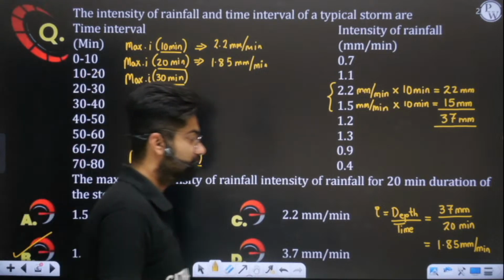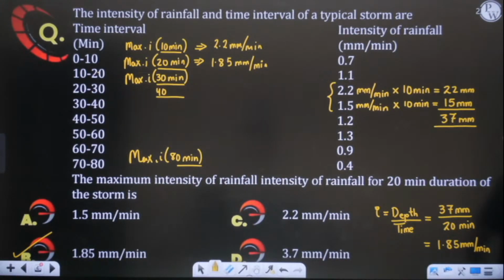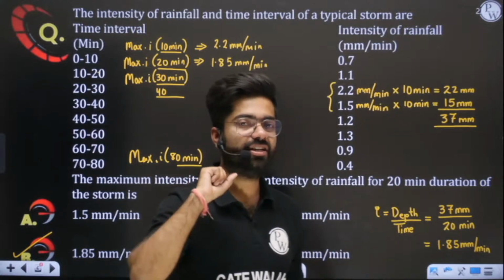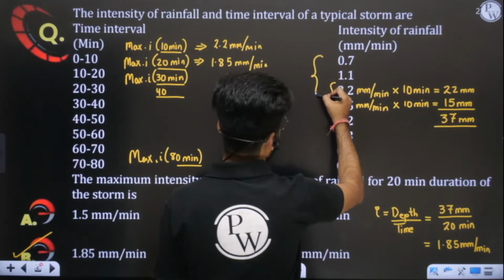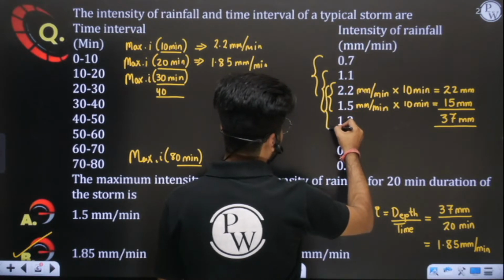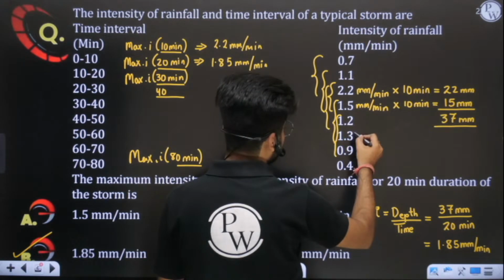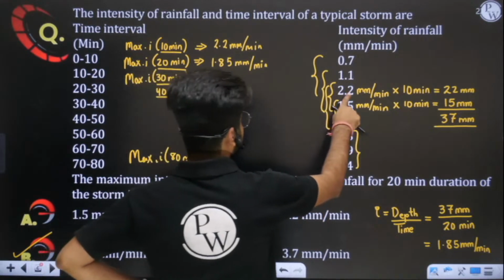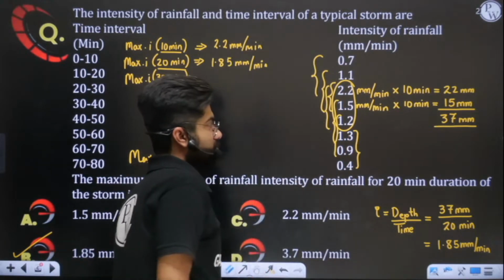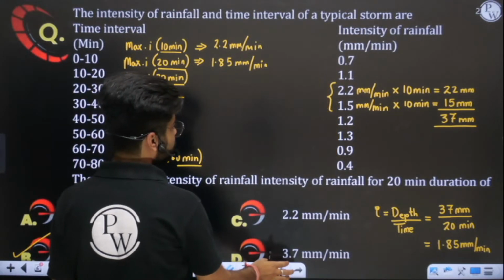Now tell me for the 30-minute. Let me see if you are able to solve it or not. Try to solve maximum intensity for 30 minutes. See, if you group 30 minutes, how many groups will you have? You will have these three, then these three, then these three, then these three, then this one, and last this one. So among these groups, 2.2, 1.5, 1.2 will give you the highest sum. Yes or no?